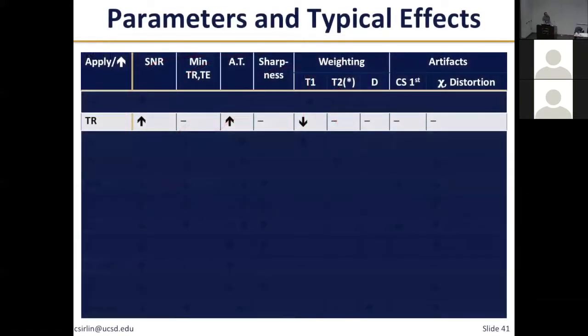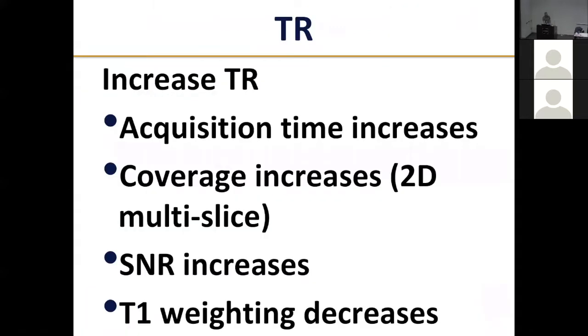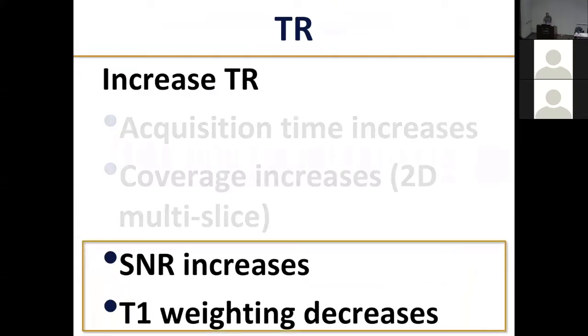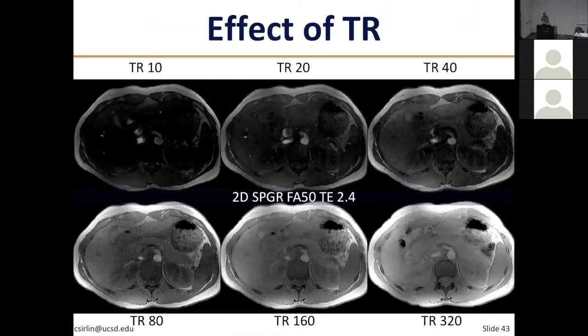Okay, that was gadolinium. Now let's look at repetition time. So the repetition time has several effects. As you increase your TR, you increase your acquisition time, you increase your spatial coverage, your signal to noise goes up, and your T1 weighting decreases. In the interest of time, let's only talk about a couple of these things: signal to noise and T1 weighting.